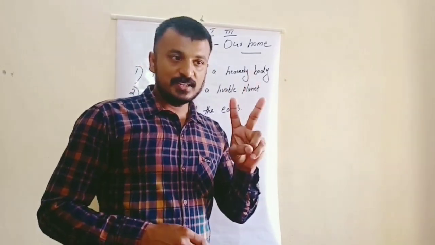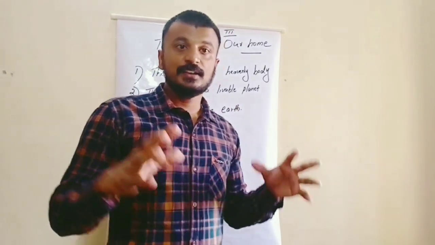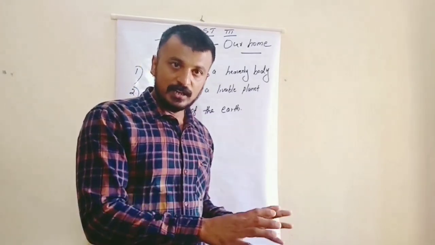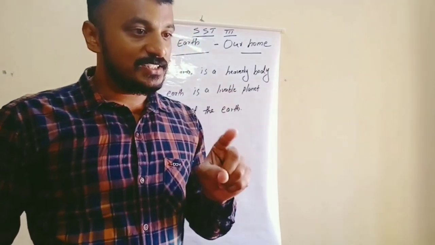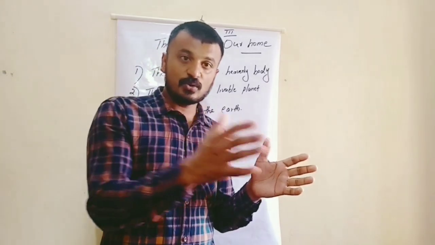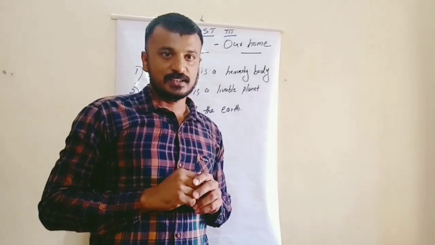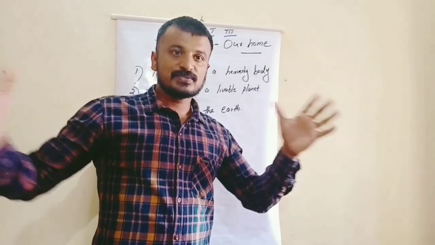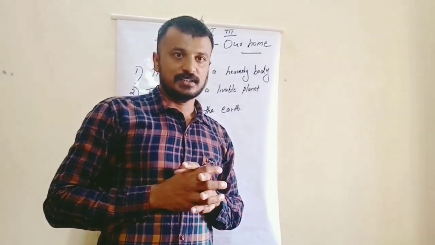And the second one is the earth has water in liquid form. And in our day-to-day life, we need water. That also is available on the earth. And the third one is the earth is neither too near nor too far from the sun. It is not so close to the sun and it is not so far from the sun. It is in the right place. So the right amount of sunlight can be received from the sun.